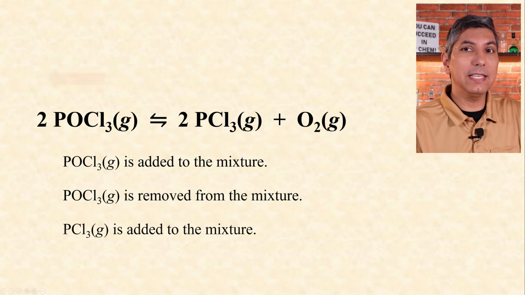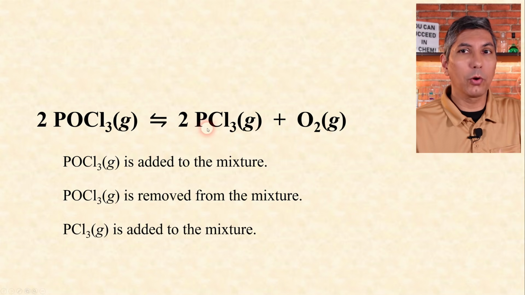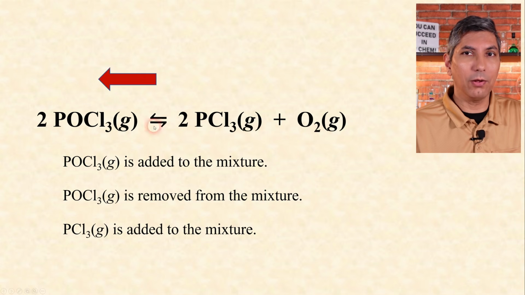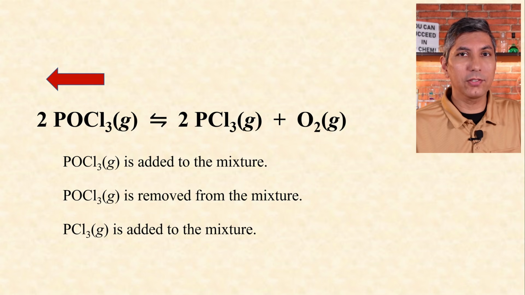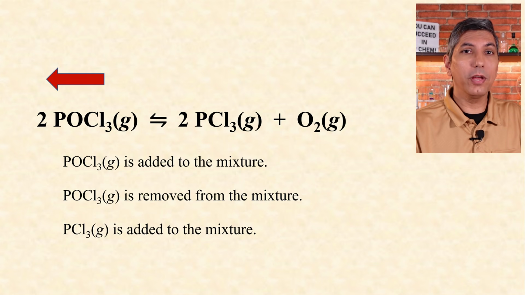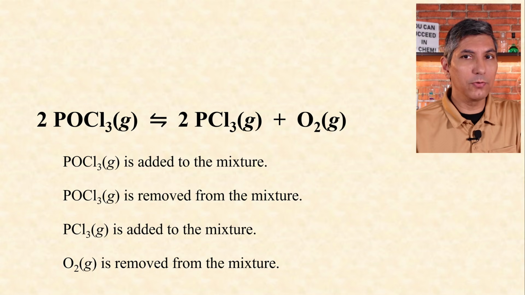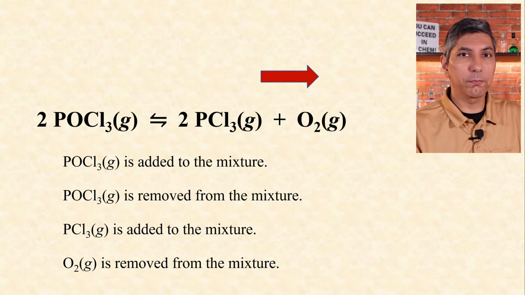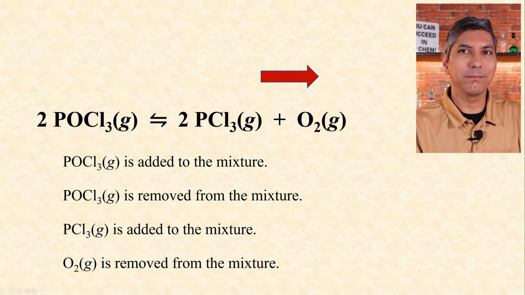What if we add PCl3 to the mixture? Well, that PCl3 we just added will react with oxygen to form POCl3. So the POCl3 will increase while the PCl3 and oxygen will decrease. What if we remove oxygen from the mixture? Once again, the reaction will proceed so that oxygen we just removed gets replenished, it will proceed toward the product side. So we'll see an increase in O2 and PCl3 and a decrease in POCl3.